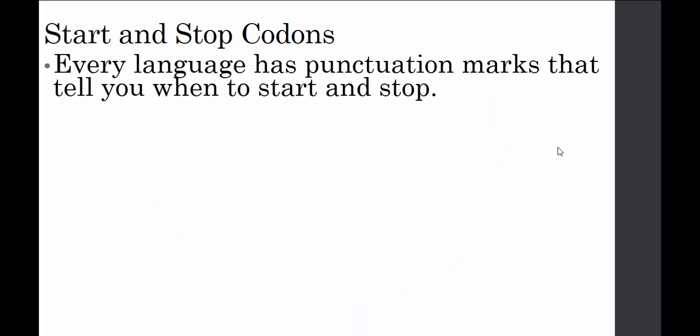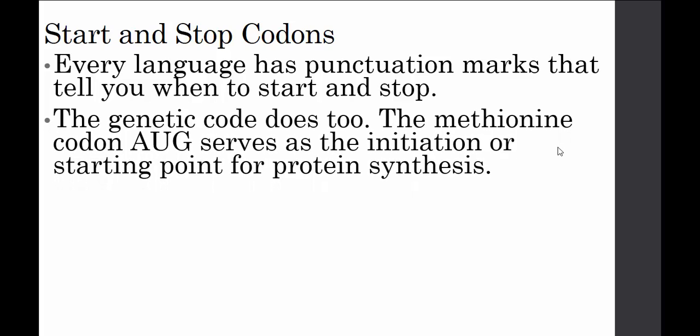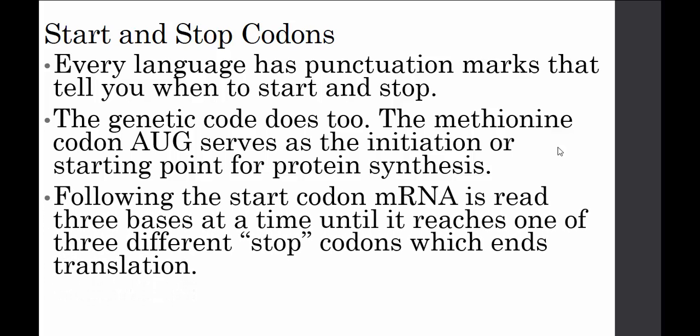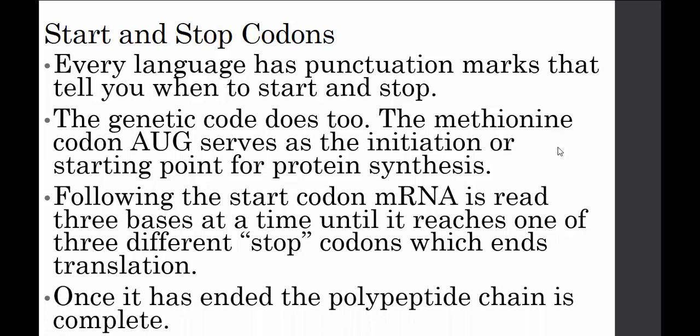Every language has punctuation marks that tell you when to start and when to stop. Well, the genetic code does too. The methionine codon, AUG, serves as the initiation or starting point for protein synthesis. Following the start codon, mRNA is read 3 bases at a time until it reaches one of 3 different stop codons, which ends translation. Once it has ended, the polypeptide chain is complete.